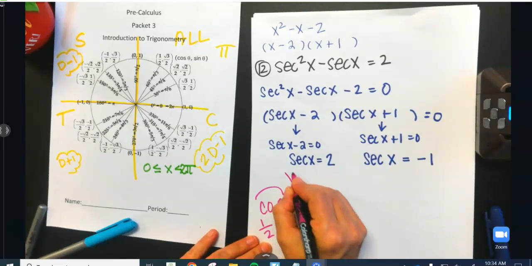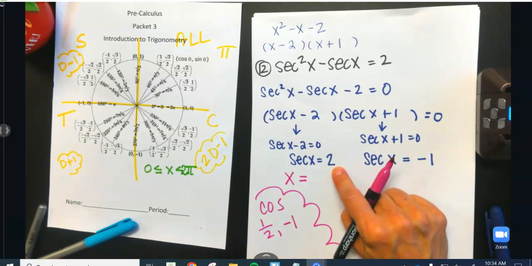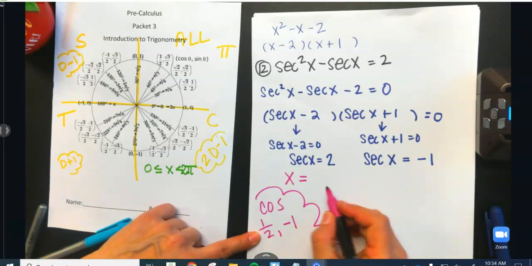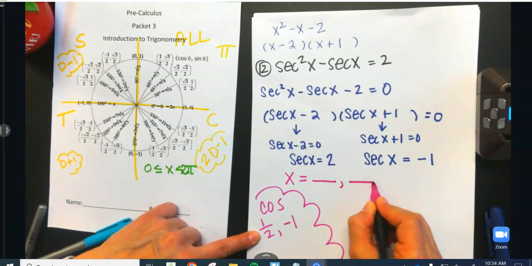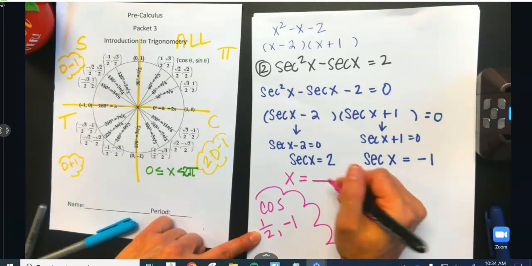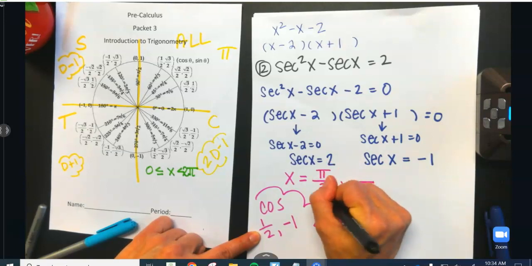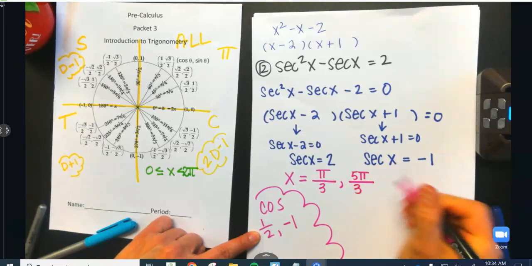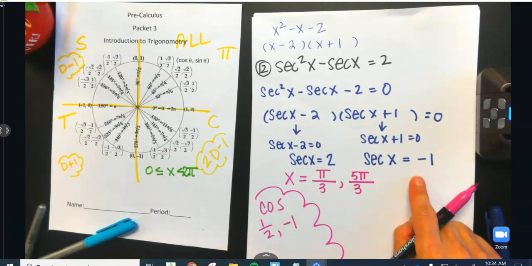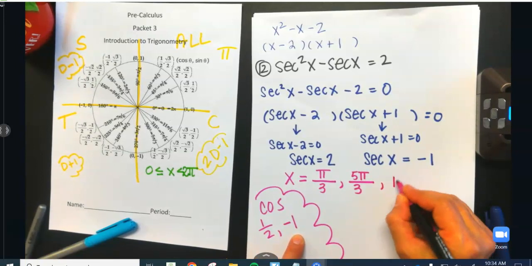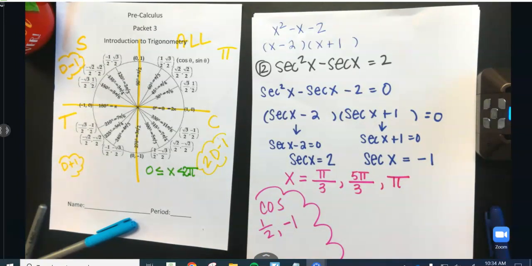So x is going to equal, for this +2, for secant, you're going to have 2 answers where cosine is 1/2. Ian, do you know those radians for 1/2? π/3 and 5π/3. Great job. Hamza, you knock out the -1 for us. Where's cosine -1? Perfect, pi. That's it. 3 answers on that.